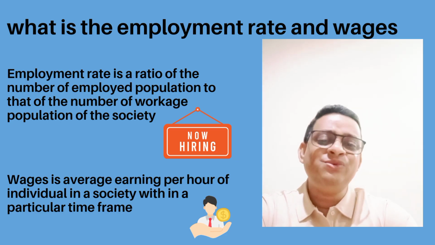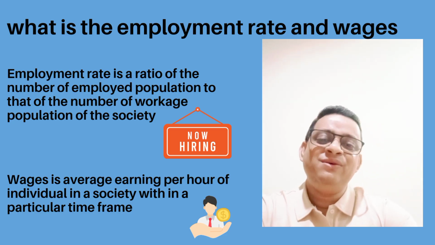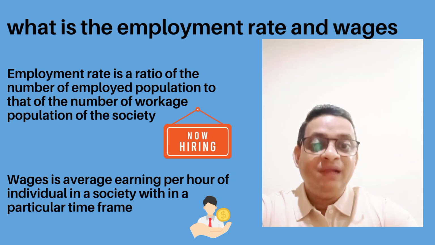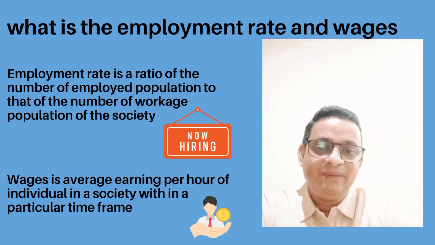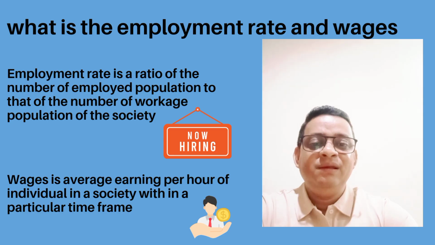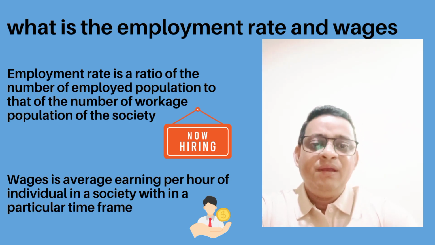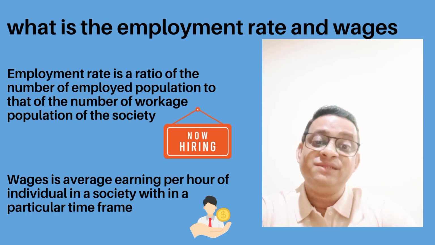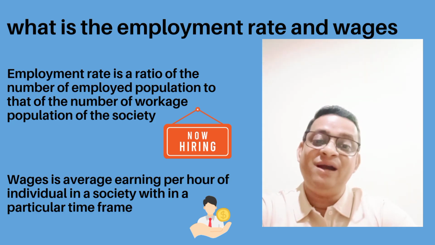Now I am coming to wages. Wages is a very simple thing. Whatever we are earning in our society, that is the wages. Wages can be daily, hourly, weekly, monthly, or yearly. Let us take one example. I am working 8 hours a day, 5 days a week, and 52 weeks a year. So what are the total working hours I am contributing to society? If you calculate this, it comes to 2080 hours.